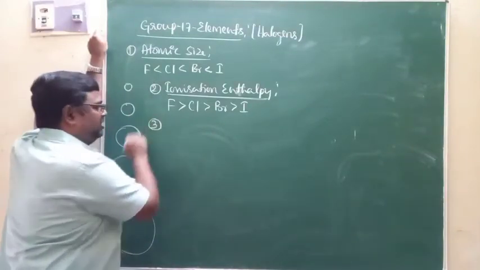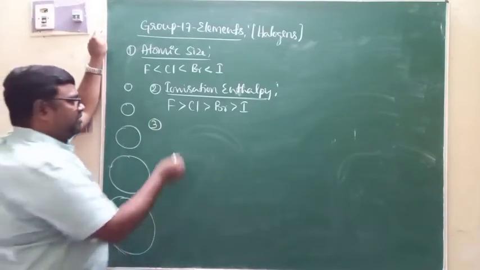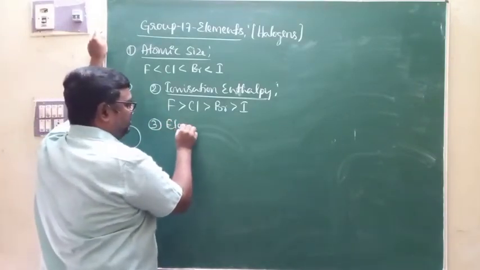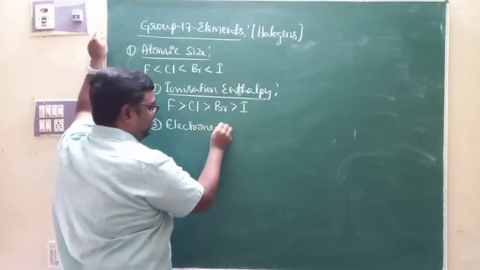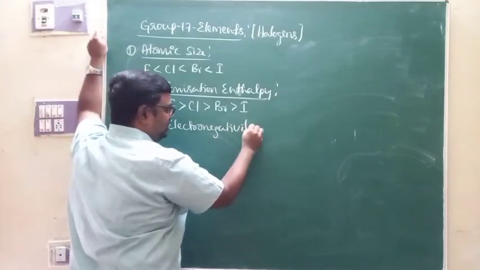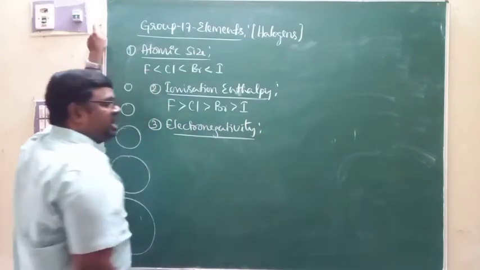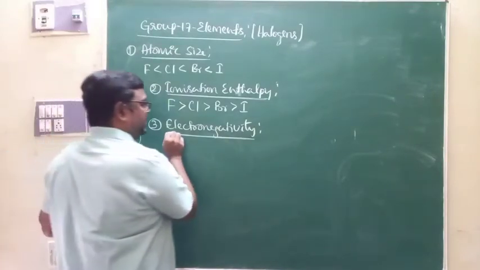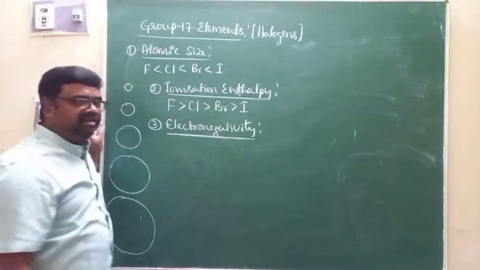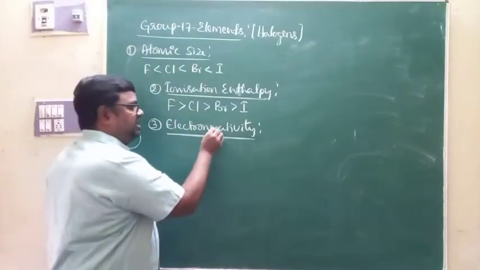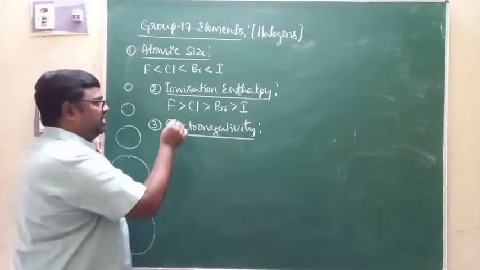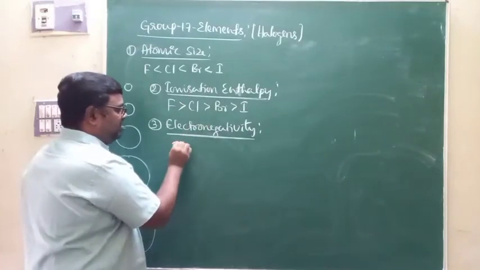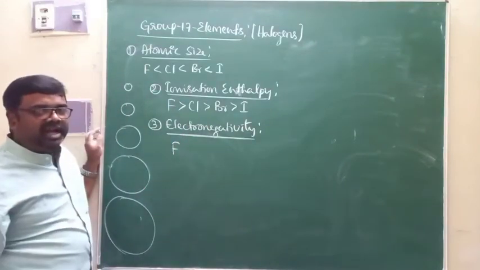If it comes to the question of the third one, then of course it will be electronegativity, that is the tendency of attracting shared pair of electrons. Electronegativity refers to the tendency of attracting shared pair of electrons. I said already, electronegativity is a property of bonded atoms. Among the elements in the periodic table, fluorine is highly electronegative.